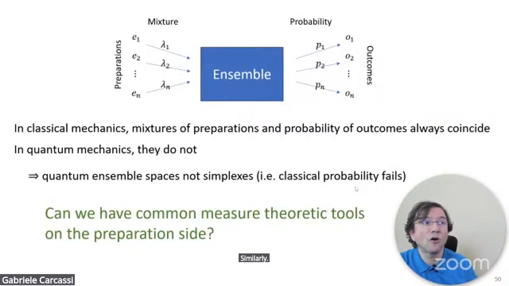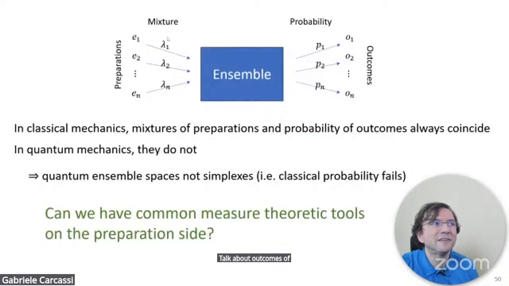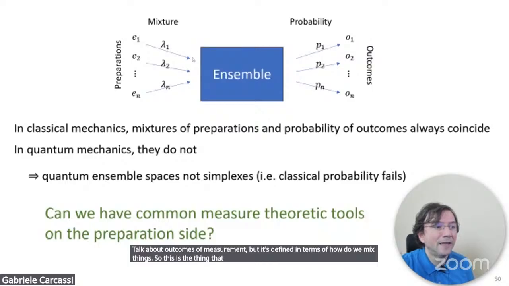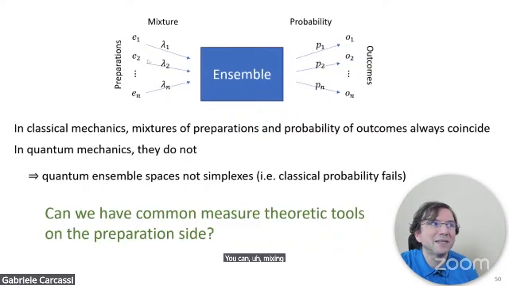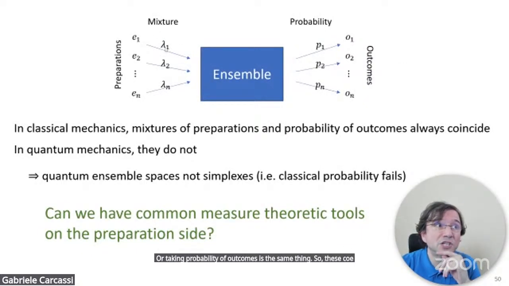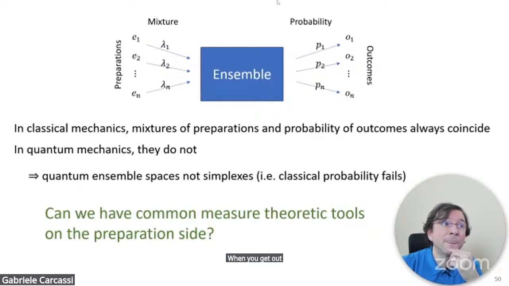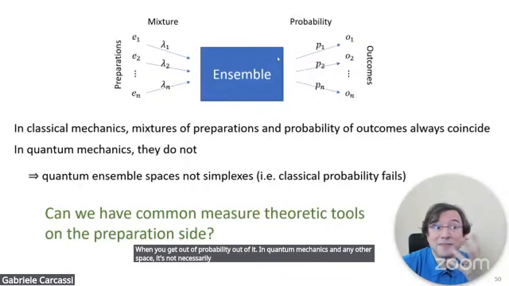It's going to be subadditive. Similarly, we have a notion of probability that does not talk about outcomes of measurement, but it's defined in terms of how do we mix things. This is what's different in classical mechanics and any other space. In classical mechanics, mixing things, so creating an ensemble or taking probability of outcomes, is the same thing. So these coefficients that you use in the mixture are the same coefficients that you use when you get a probability out of it. In quantum mechanics and any other space, it's not necessarily the case. And this is what is different.